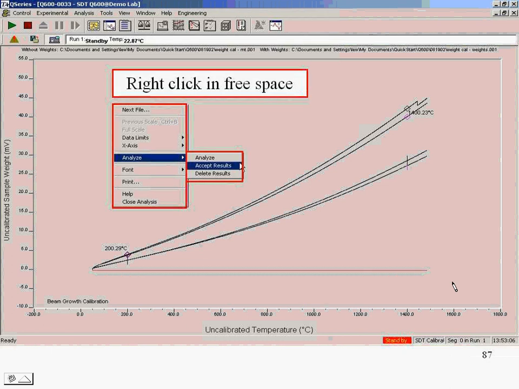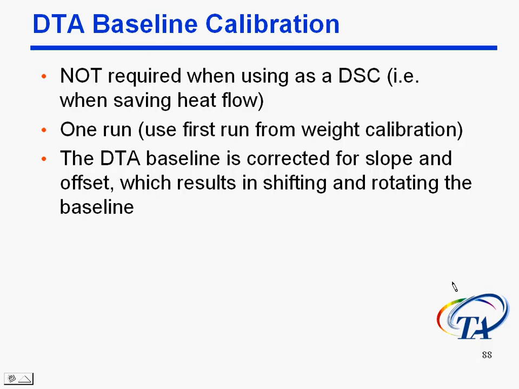Now if we do a right click in free space, we can accept those results. And once we do that, it sends it to the instrument, so we don't have to worry about it. All right, it's done. Now, DTA baseline calibration. As I said before, it is NOT required when using this as a DSC. What does that mean? That means when you're saving the heat flow.